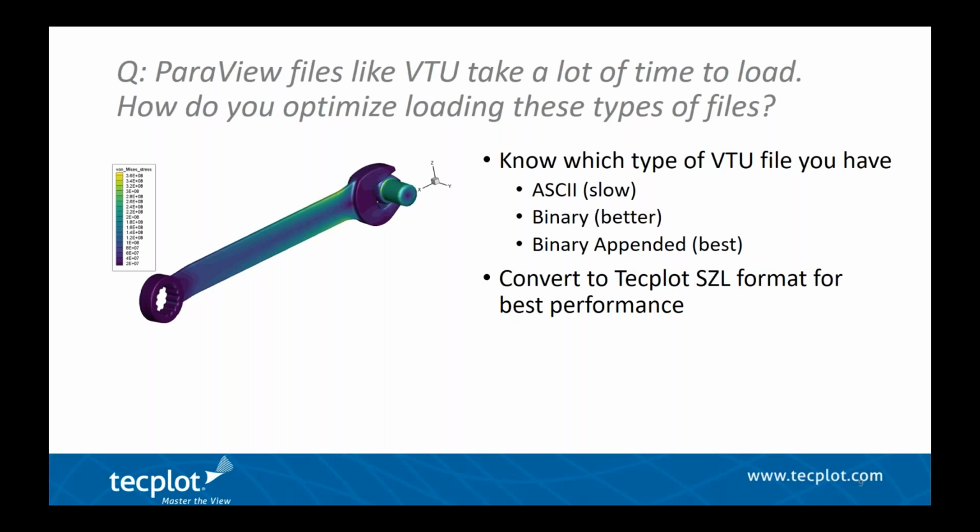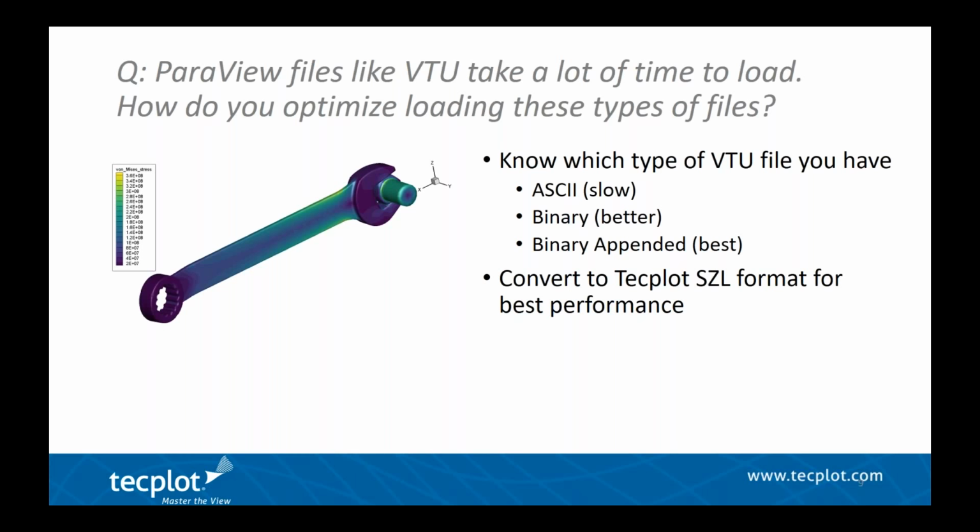Binary appended is the best, and the reason being is all of the header information that Tecplot needs to understand what's in that data file is right up at the very top. So we have to read very little data, and then we can load that file. And only when you actually need data, say you're going to show von Mises stress, is when we actually load that data. So you're going to get very fast load times with that. So if you have control over the output, prefer writing out binary appended.